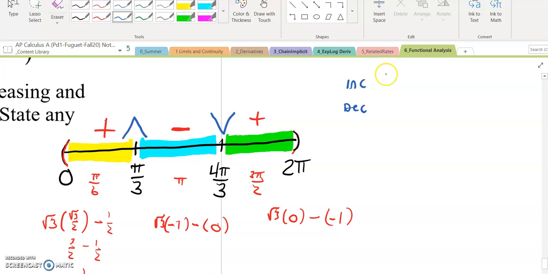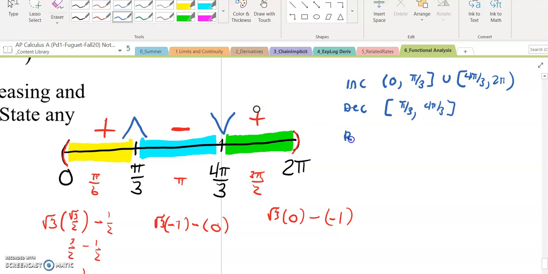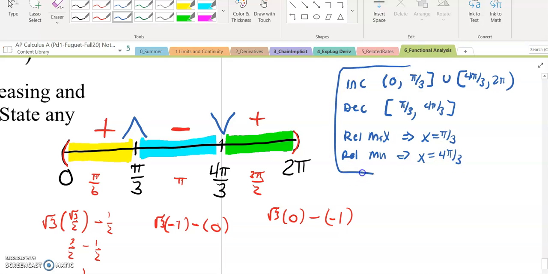We would be increasing from 0 to pi over 3, and we would also be increasing from 4 pi over 3 to 2 pi. And then the interval in the middle, where it is decreasing, is going to be pi over 3 to 4 pi over 3. Last but not least, we're going to have a relative max at pi over 3, and we're going to have a relative minimum at 4 pi over 3. And so there's all my work for this next example.